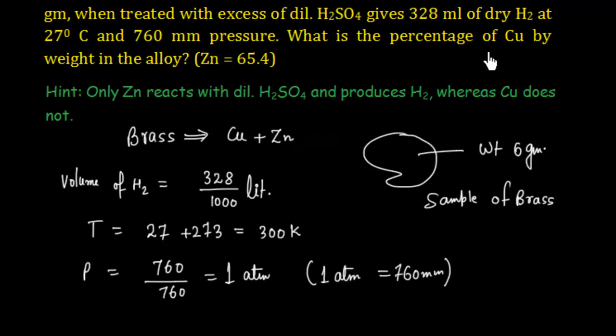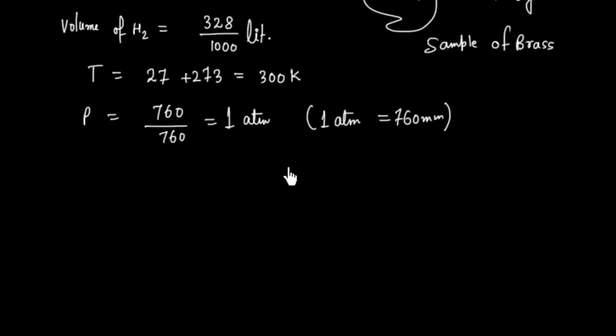What is the percentage of copper by the weight in the given alloy? And the other thing is given, so hint, only zinc reacts with dilute H2SO4 and produces hydrogen, whereas copper does not react. So basically only zinc reacts with dilute H2SO4. Now this is easy to find. First let us find mole of hydrogen. So how we will find this?